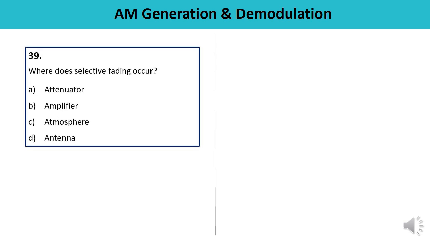Next question. Where does selective fading occur? Options are attenuator, amplifier, atmosphere, and antenna. See, an AM signal is a combination of waves of different frequencies. When it is passed through the atmosphere, it gets affected by the ionosphere and upper atmosphere, which attenuates the signal below the frequency of 50 Hz. If one sideband is above 50 Hz and the other one is below 50 Hz, the atmosphere attenuates one sideband alone, and this is known as selective fading. It means answer is C.